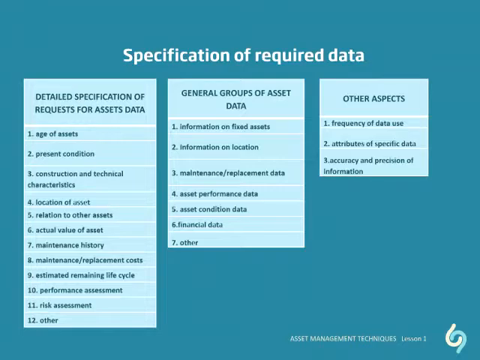During the process of identification of requests and needs for collecting asset data by the science team, it is of utmost importance to establish a detailed specification of the required data and classify them in general groups of data. Also, it is necessary to determine other aspects regarding frequency of data use, characteristics or attributes of specific data, accuracy and precision of information, that is, to set the level of tolerance of inaccurate, incomplete and unreliable information.